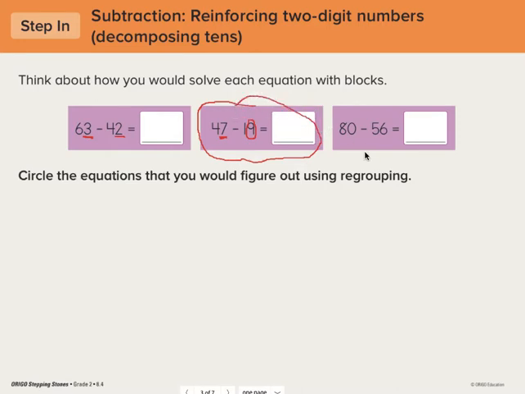Let's take a look at the last one. 80 minus 56. We're taking away 6 ones. Do we have enough to start with? How many do we have to start with? We have 0 ones to start with, so we're definitely going to have to do some trading in this one, right? Okay.